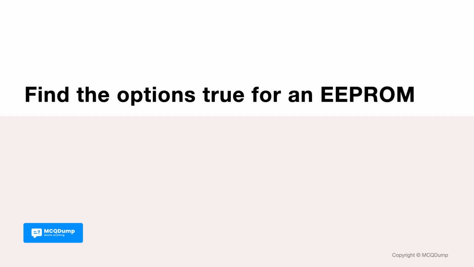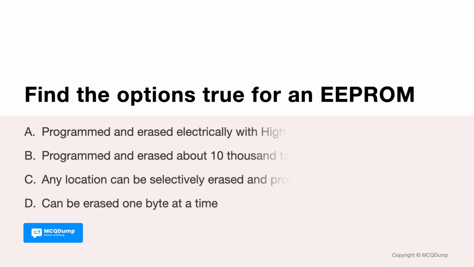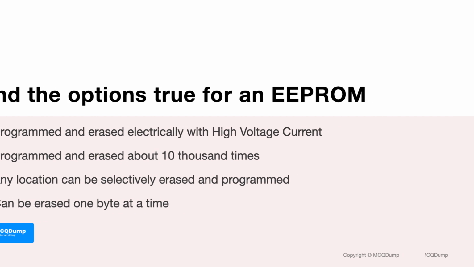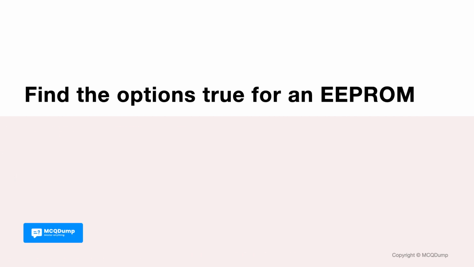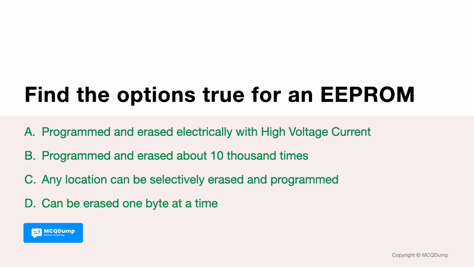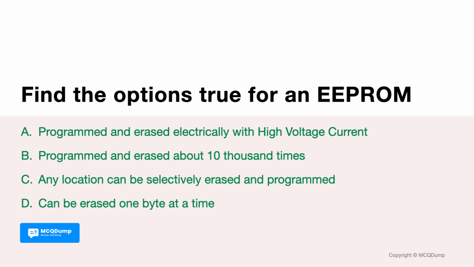Find the options true for an EEPROM. Options are A. Programmed and erased electrically with high voltage current. B. Programmed and erased about 10,000 times. C. Any location can be selectively erased and programmed. And D. Can be erased 1 byte at a time. Answer is all the options are correct.